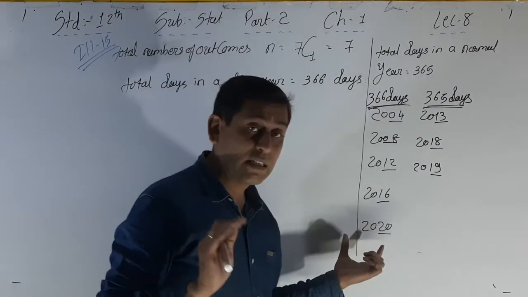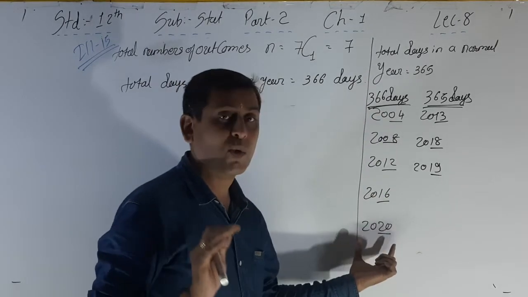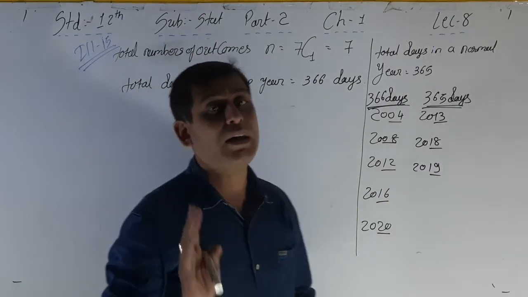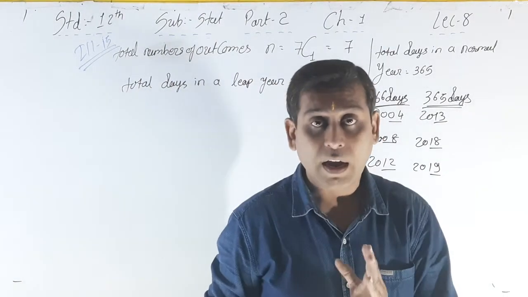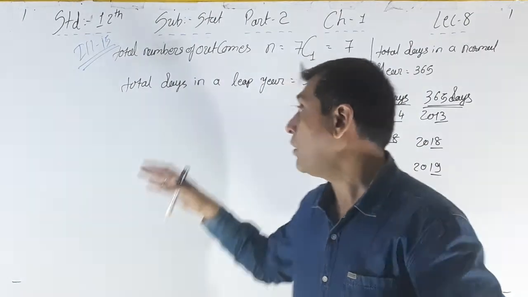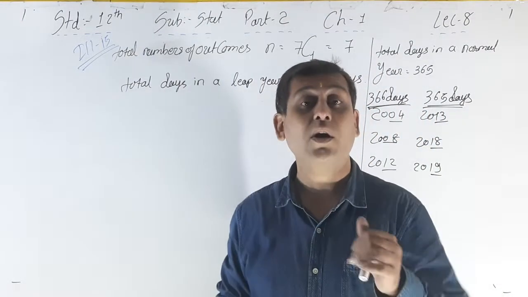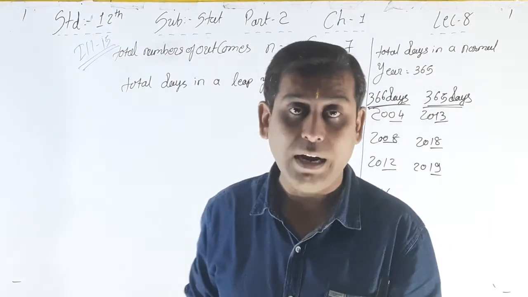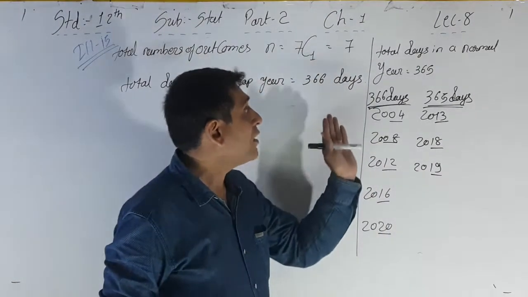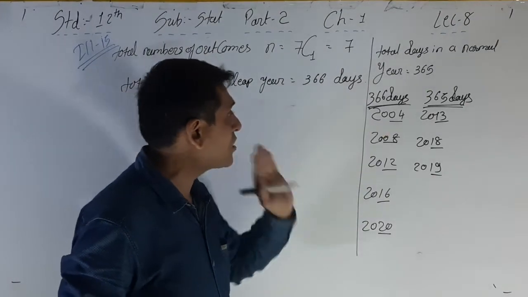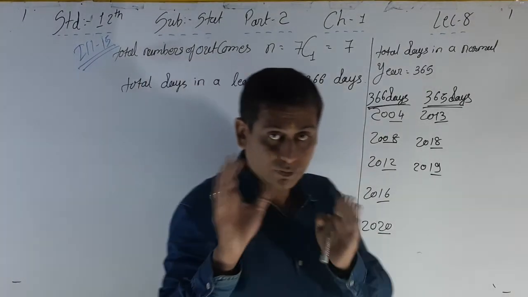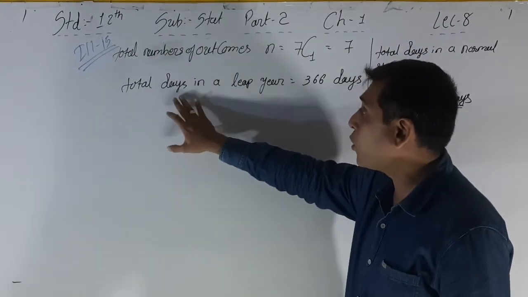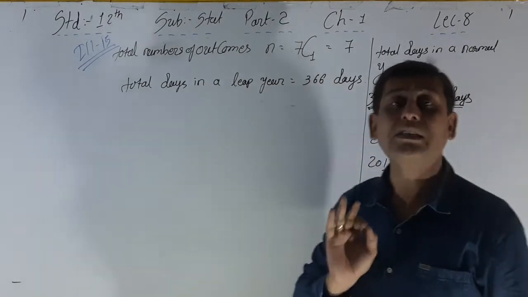In these years, please write down, February has 29 days, and in all the remaining years February has 28 days. From that we can find out the 53 Sundays, or in February 4 or 5 Saturday, Thursday, Friday, whatever the day is. Here there are total 366 days and 365 days. But now please come over to our illustration. Total days in a leap year is 366 days.